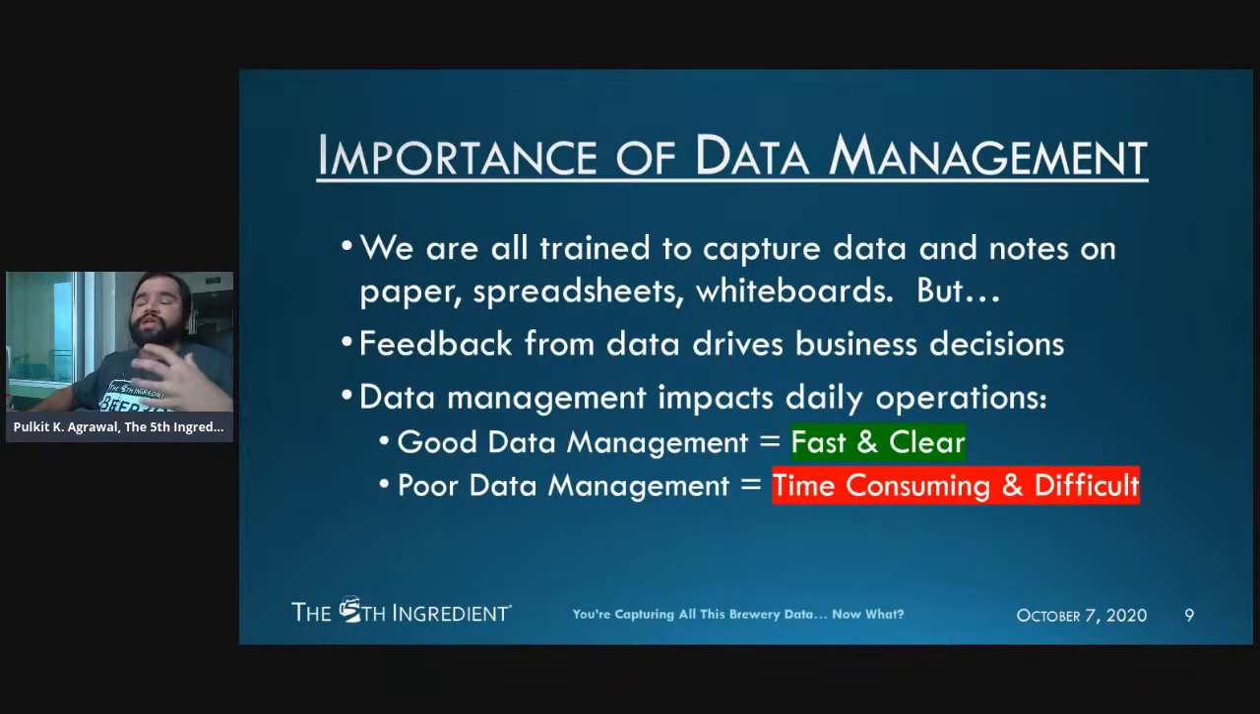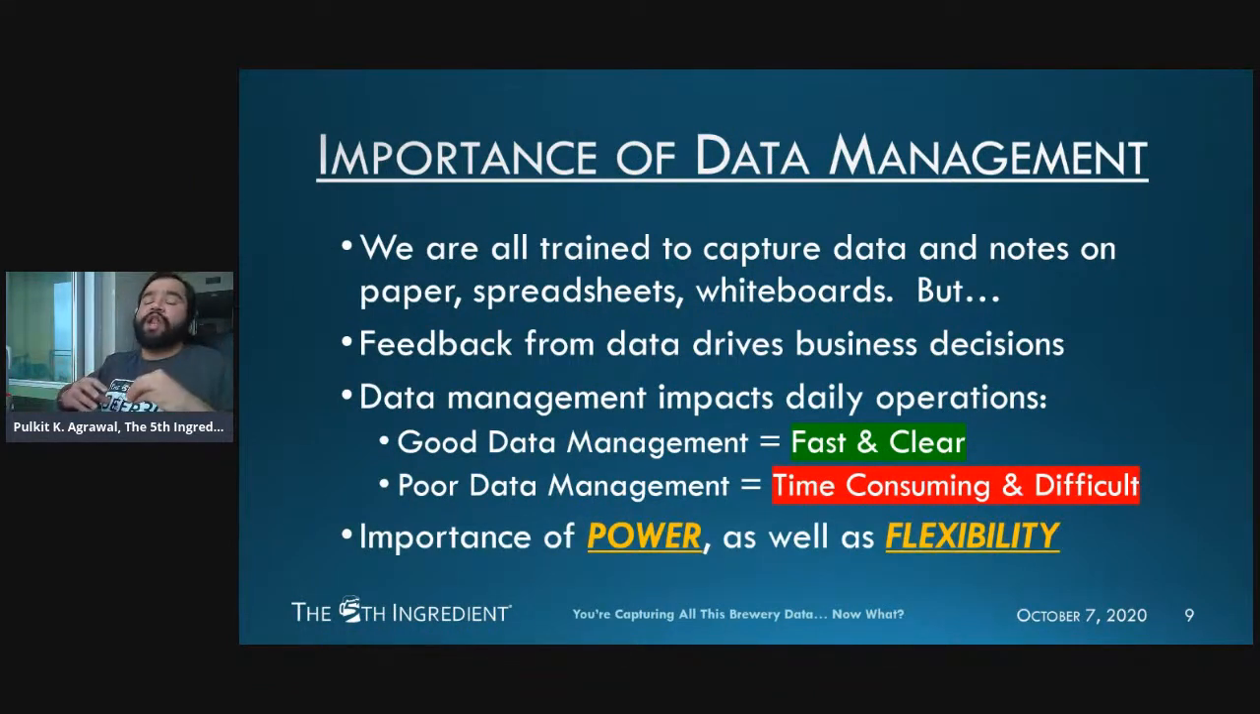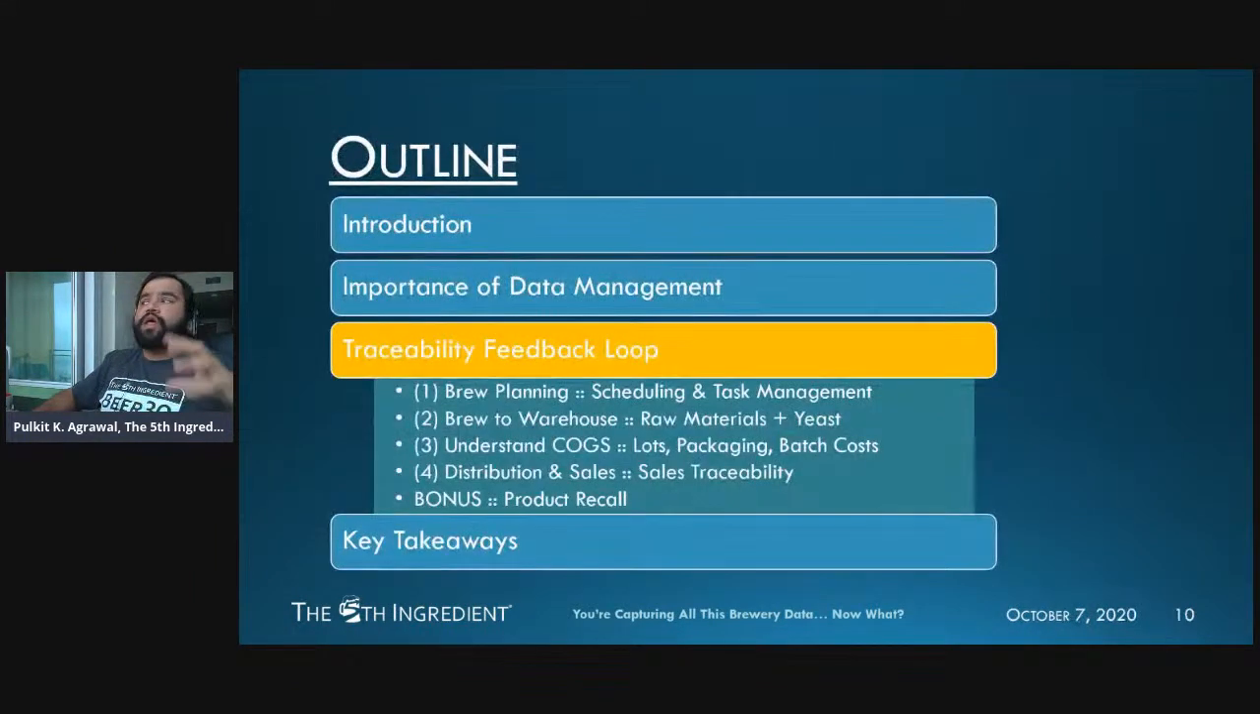And the importance behind data management is understanding that it's a twofold equation, that it's about the power of the data, but as well as the flexibility that really ties in with understanding how all these pieces fit together. And so that's where this importance of data management really comes in. So with that, let's actually dive into the overall traceability feedback loop that we're looking at.